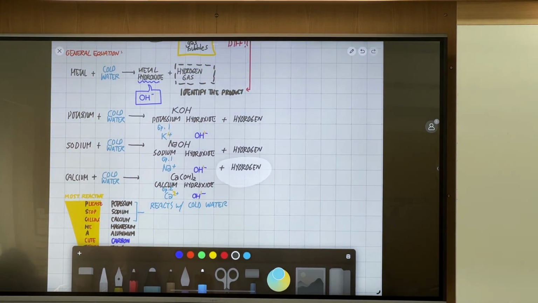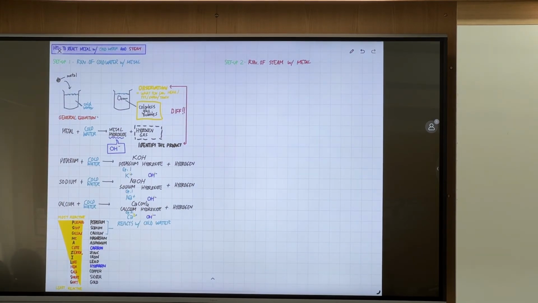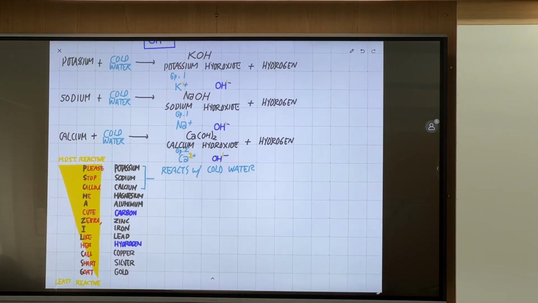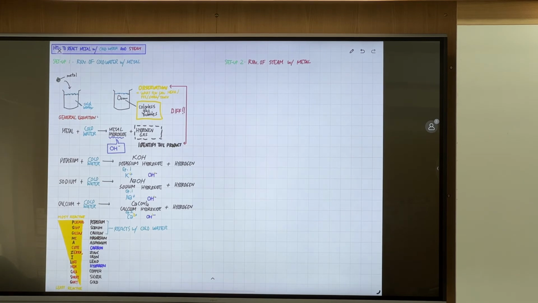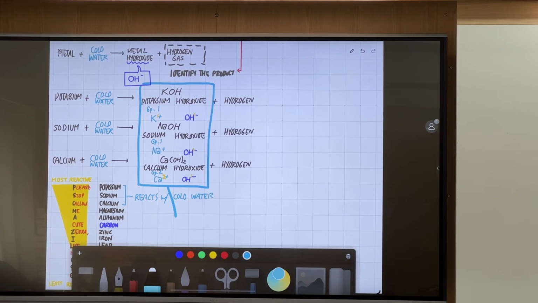But in all three cases, you will have hydrogen, and you will get a hydroxide produced. So what other things should you know about this reaction here? It is that the hydroxide compounds are alkaline. Do you know what is meant by the term alkaline? Do you know alkaline substances and acidic substances? They are like two extremes of chemicals.